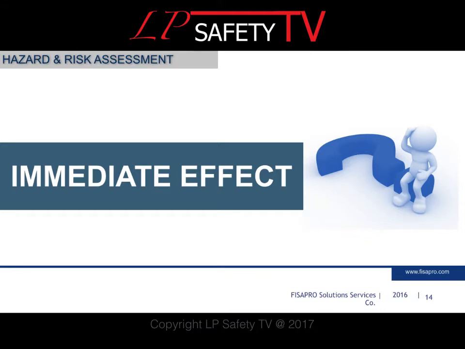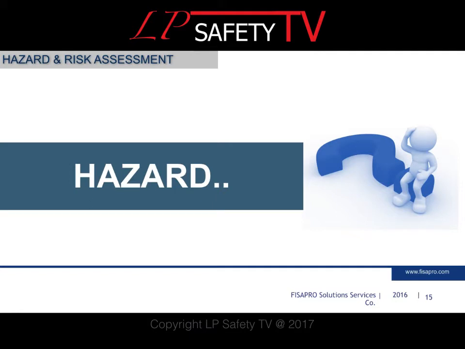Okay, a person got injured. Let's say he got a broken arm. The immediate effect from that particular hazard is tripped. Now, if you ask why he got tripped, or tripped from what, let's say the injured person tripped from an uneven surface, then that is what we call the hazard: uneven surface.